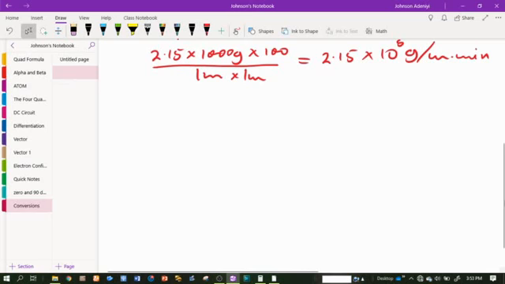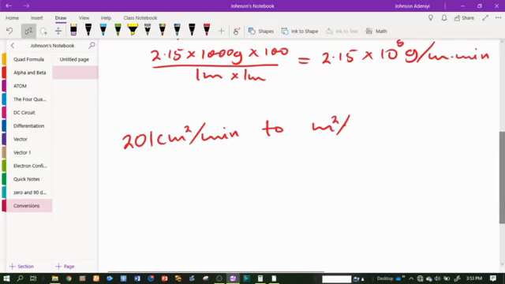Alright, let's look at another example under this quantities in physical calculations. Let's say we are given 201 centimeter square per minute. So this is, I think, kinematic viscosity. So let's say we have to convert it to meter square per second. You still do the same thing.